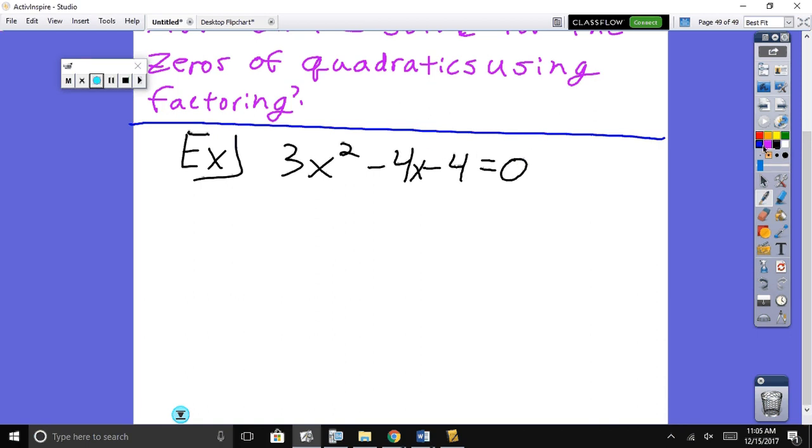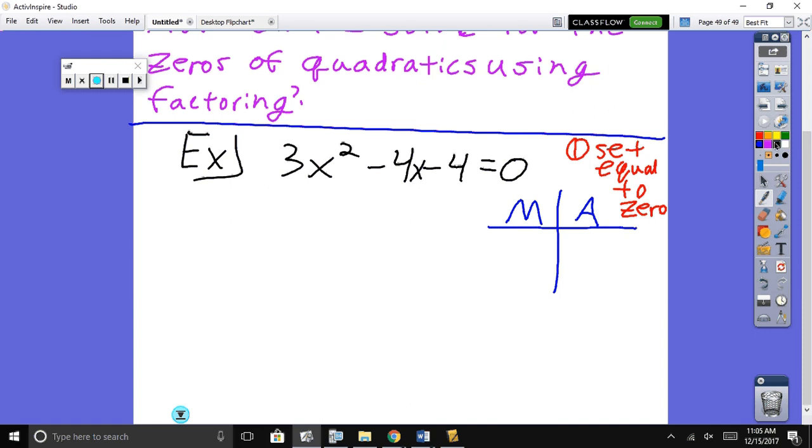So our first step when solving any quadratics is we have to make sure it's set equal to 0. In this case it is, so we're already set there. Next step, we are going to set up an MA table.